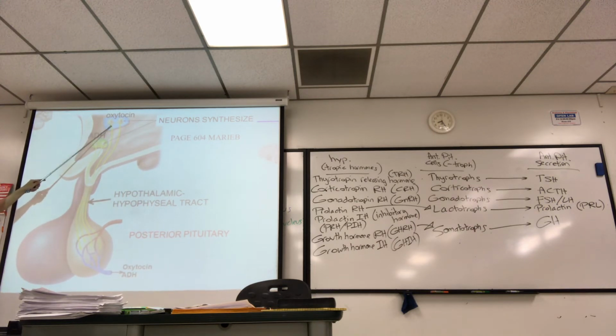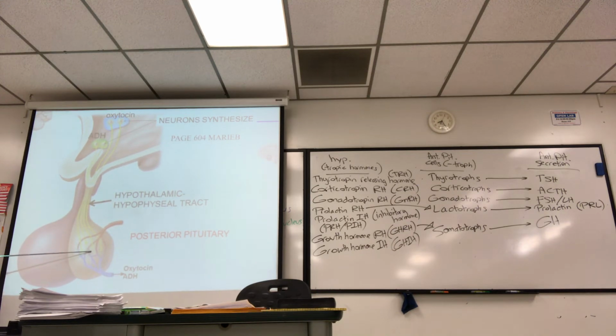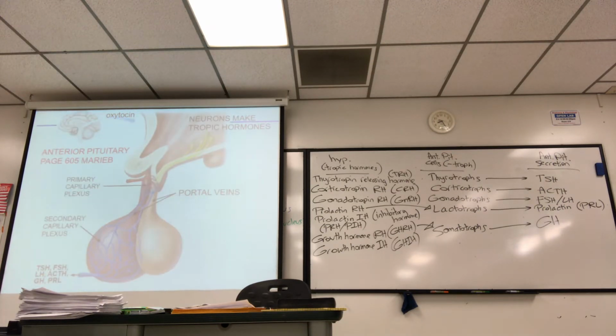There's oxytocin synthesized here, transported down here. So the hormones are not synthesized in the posterior pituitary. They're just released from here into the bloodstream. There are arteries, capillaries, veins. Here's the portal system. It took longer to explain because there are a lot of tropic hormones.